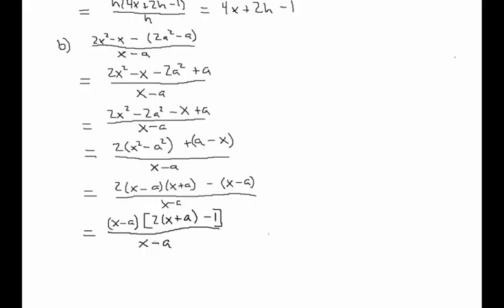And when the x minus a's cancel, we're left with 2 times x plus a minus 1, which is equal to 2x plus 2a minus 1. And that's all for this video on evaluating functions and the difference quotient.